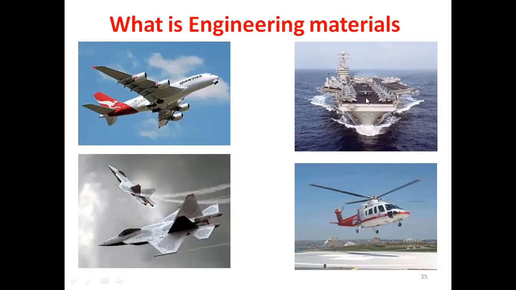Here also you are seeing the picture of the aircraft carrier, and these aircraft carriers move through the ocean. It carries tons of weight of those aircraft, and it is made of mild steel. Helicopter, the body is made of aluminium alloy, or in some helicopters we are also using composite materials, fiberglass, etc. The blades are made of composite materials, etc.